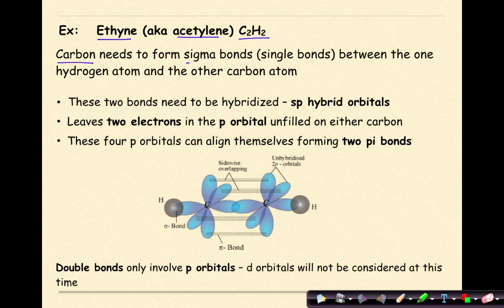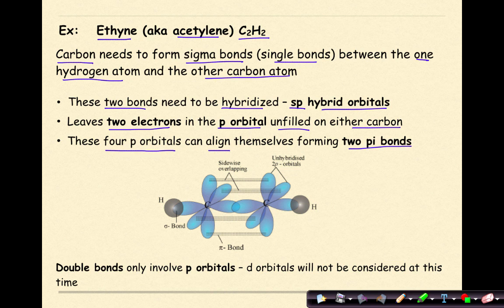Now let's look at Ethyne, also known as acetylene, which is C₂H2. Carbon needs to form sigma bonds, or single bonds, between the one hydrogen atom and the other carbon atom. These 2 bonds need to be hybridized, sp hybrid orbitals. This will leave 2 electrons in the p orbital unfilled on either carbon. These 4 p orbitals can align themselves, forming 2 pi bonds.